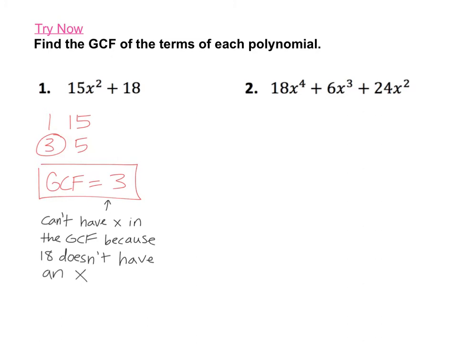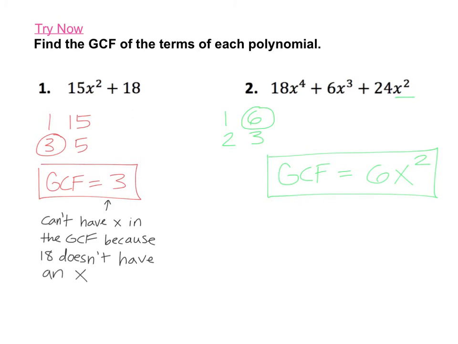Number 2, you should be able to factor out both a number and a variable. Go ahead and try that one on your own. Please pause the video. Here's your answer. Your greatest common factor should be 6x squared. 6 is the greatest common factor of the numbers, and then each term has x squared in common. Remember, it's always the smallest exponent on your variable, so that would be the x to the second.